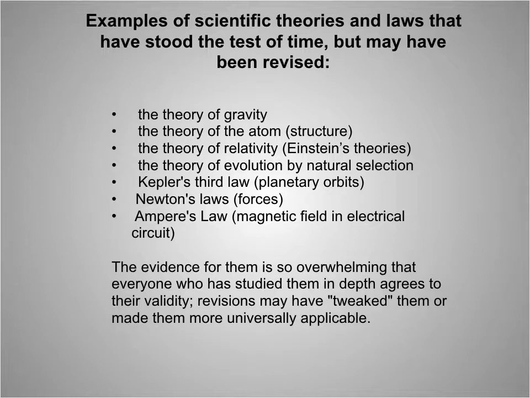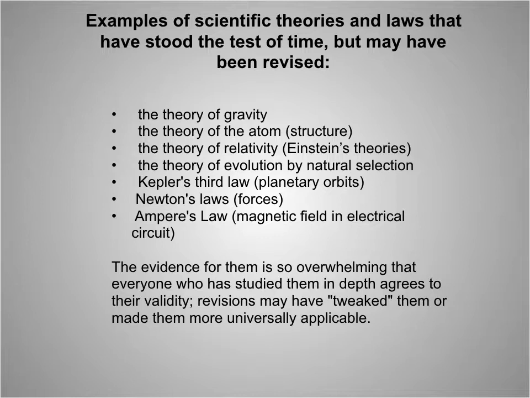So it's very rare that a theory or a law is completely overturned and shown to be total bunk. It's usually found to be, oh, well, you were missing this little detail that we can now add, or we can add something else that makes it more applicable in more situations. You see some examples here that are listed.